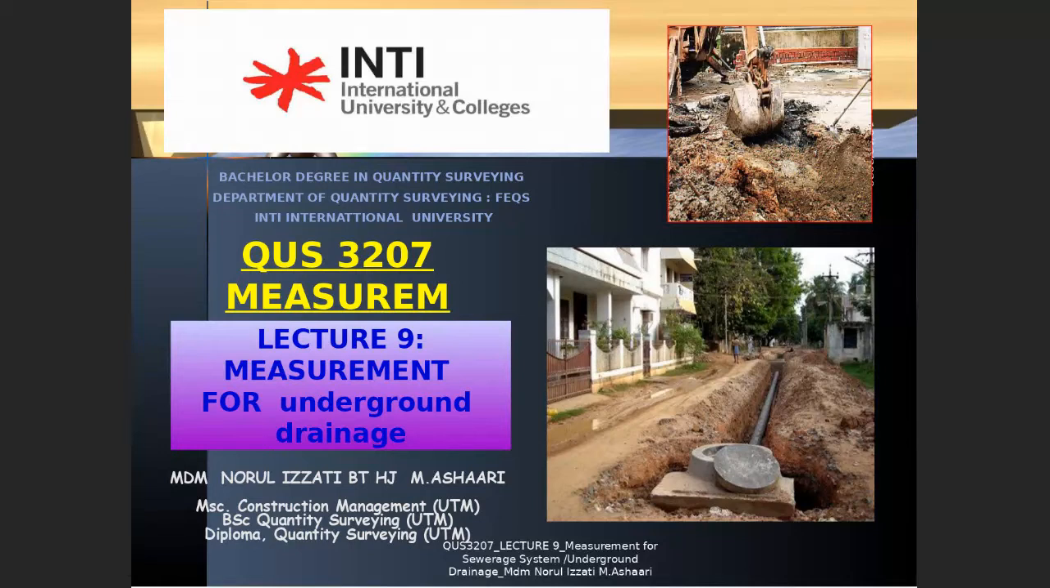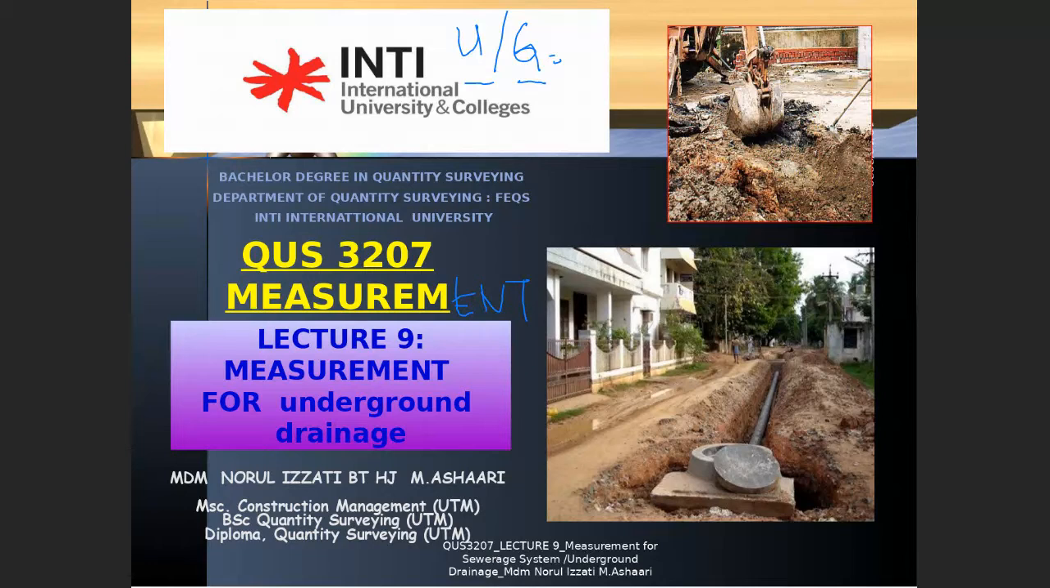done before. So this is the second category. We call this one underground drainage. So every time you see the word UG, then you should know that this is part of the measurement. UG stands for underground. Right, this is supposed to be measurement. I think this is the error in the formatting for the board. So before we start, let's look at the learning outcome.